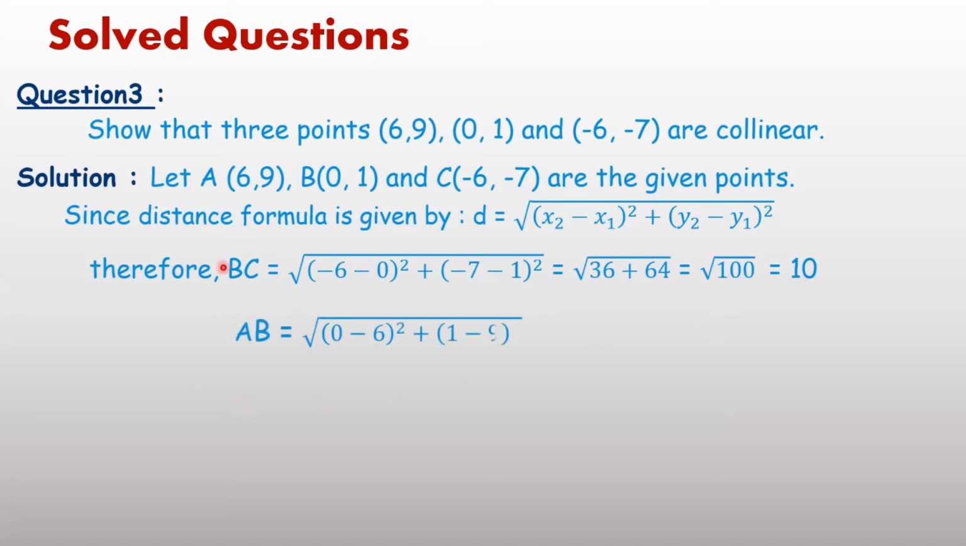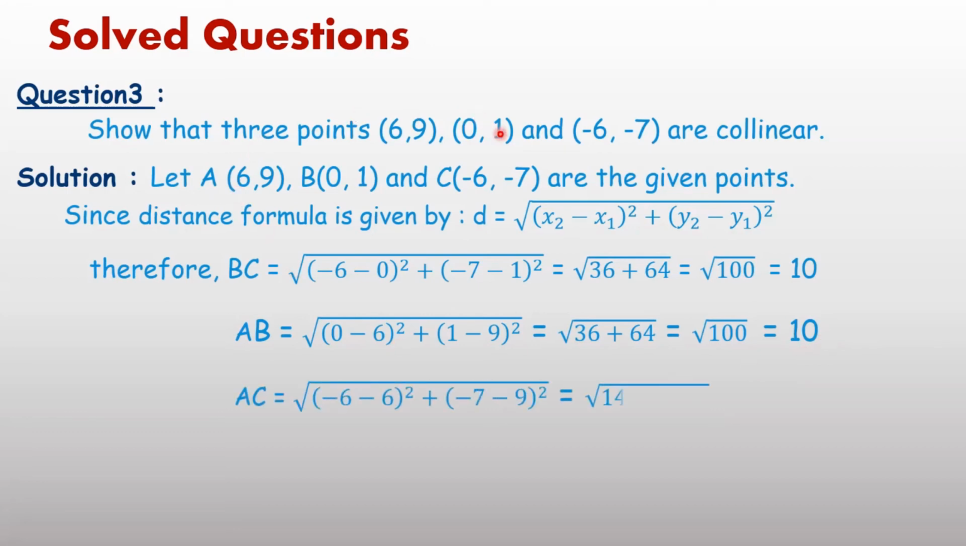Similarly, find out AB. If we are writing AB, then coordinates of A we take as x1, y1 and coordinates of B as x2, y2. Or directly you can write (0 minus 6) whole square plus (1 minus 9) whole square, equal to 10. Then AC, A to C: (-6 minus 6) whole square plus (-7 minus 9) whole square equals under root 144 plus 256 equals under root 400, which is equal to 20.